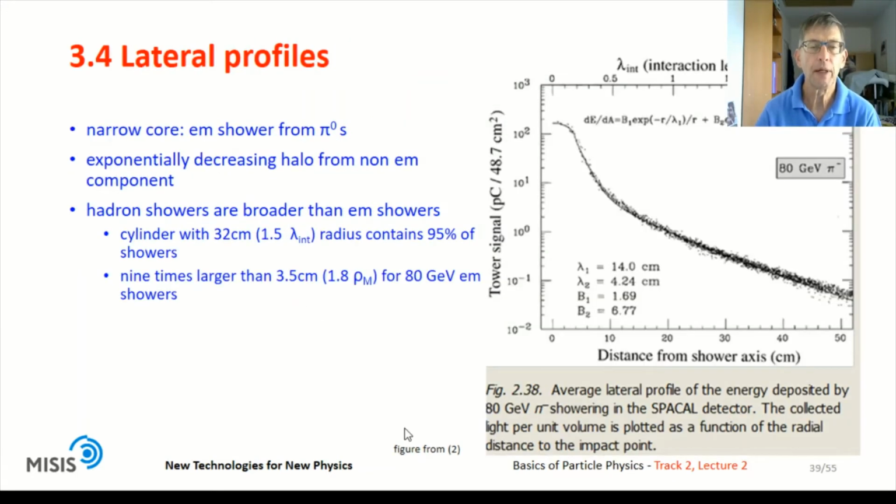The lateral profiles have a different kind of shape. You see in the center there's a narrow core. This comes from the electromagnetic showers, from the pi zeros, and then there's a decreasing halo from the non-electromagnetic component. A cylinder within 1.5 interaction lengths of material contains 95% of the showers. And again, this is much larger than for electromagnetic showers.